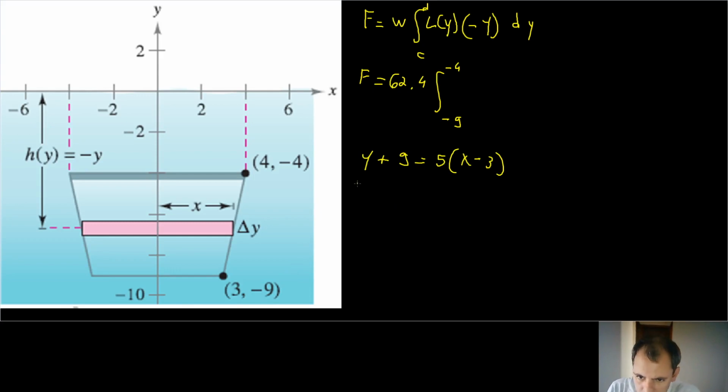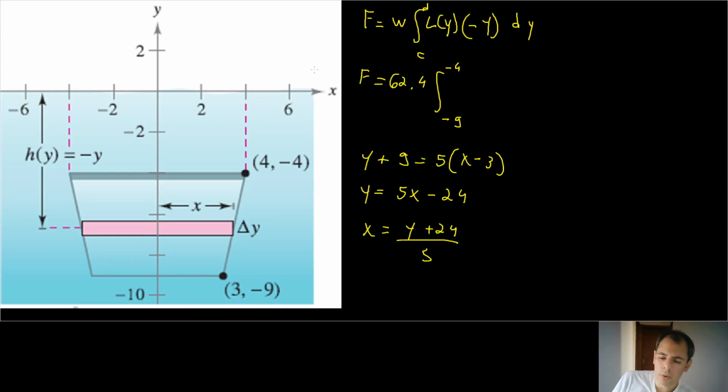So let's do this. y is going to be equal to 5x, and then you go minus 15 minus 9, minus 24, right? But here's the thing, what is the value of Ly? The value of Ly is not y, it's x. So what you want is, because we're integrating with respect to y, you don't want a function of x, you want a function of y. So we're going to isolate this x in here. x is going to be equal to (y plus 24) divided by 5, okay?